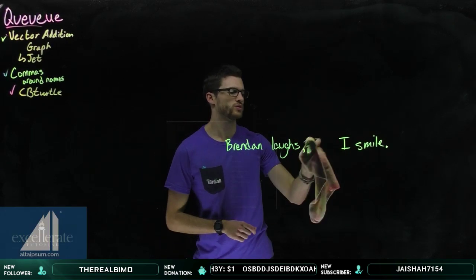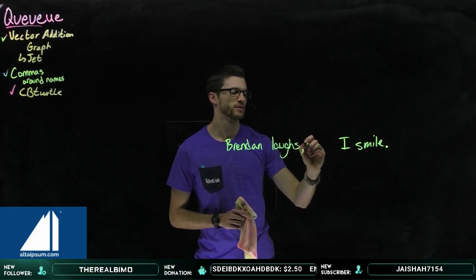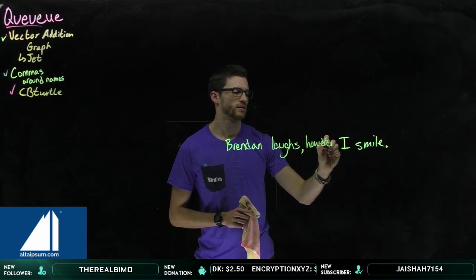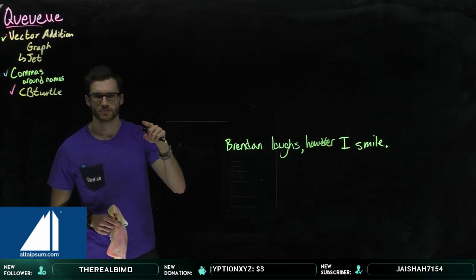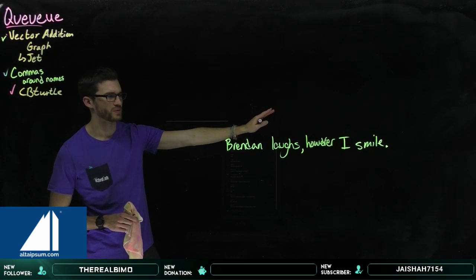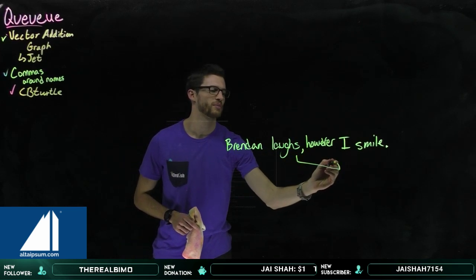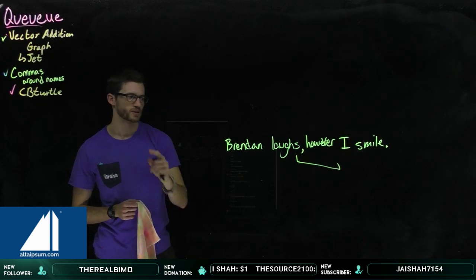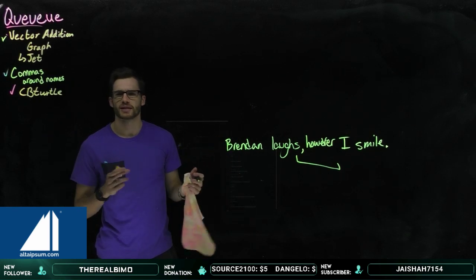We can't do something like Brendan laughs, however, I smile. Now, if this looks good to you, no, it should not. This is wrong because however is not good enough. This is not comma FANBOYS. You need for, and, nor, but, or, yet, so. It's all those little words. Words like however and nevertheless and, I don't know, simultaneously, any other word. It's not good enough.